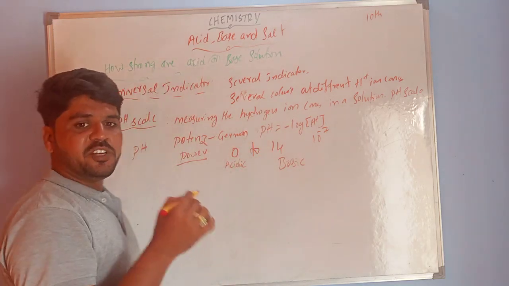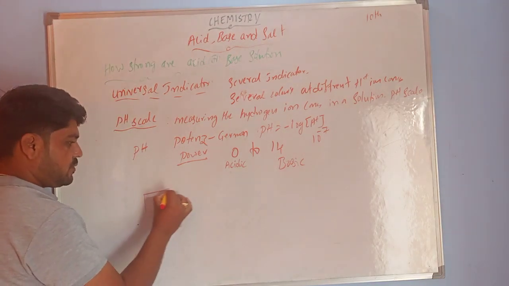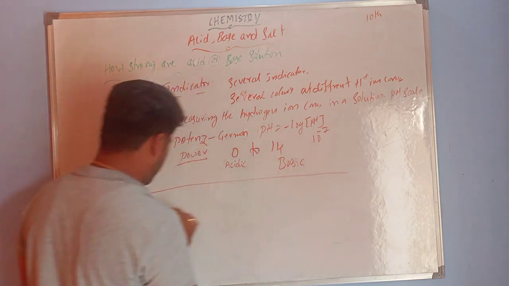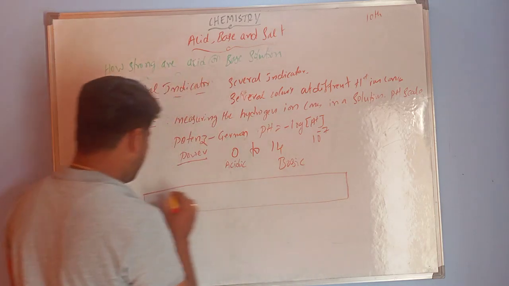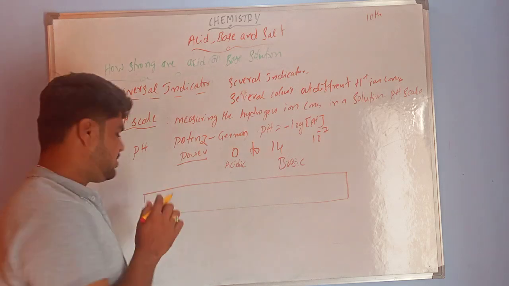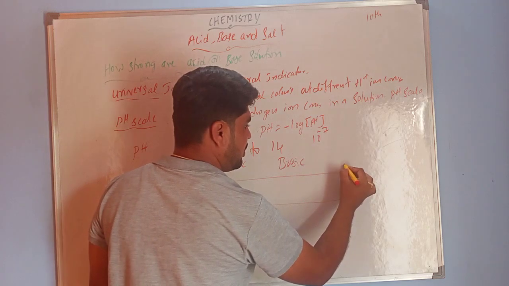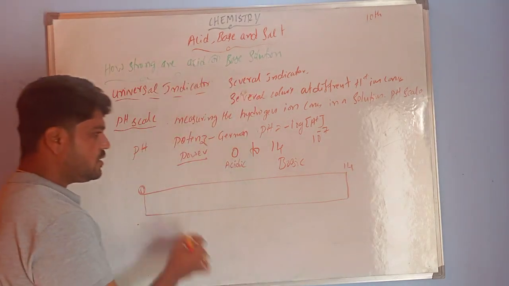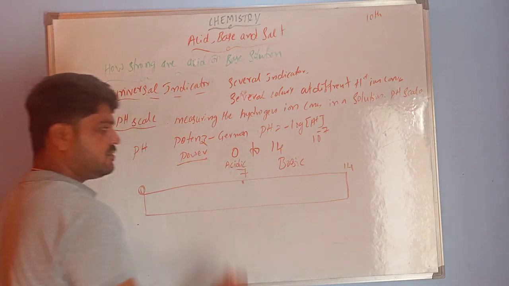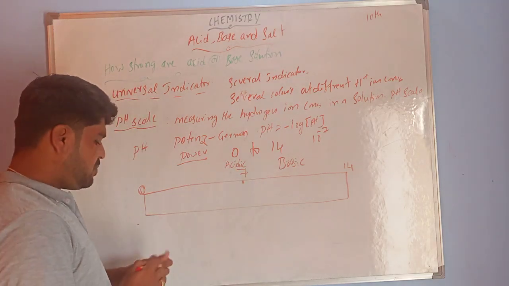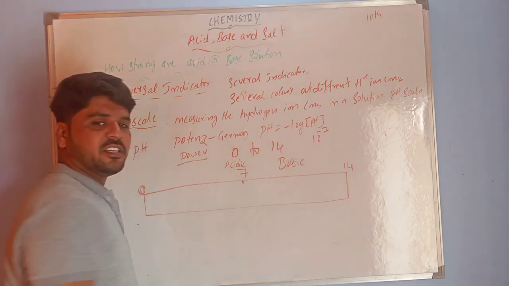So I am going to draw this pH scale. See, now this is a pH scale. In this pH scale, here I am drawing the numbers. This is 0. This is 14. In the exact middle we have 7. So in this pH scale we are representing the numbers 0, 7 and 14.